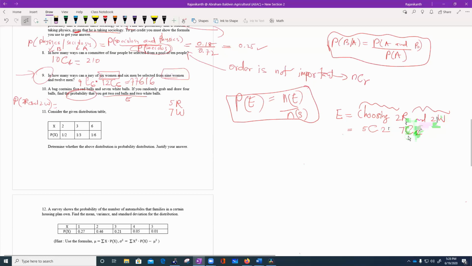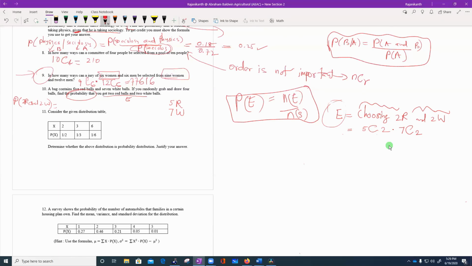When you multiply these 2 together, you will get the total number of ways of choosing 2 reds and 2 whites out of how many balls? In total, 12 balls. That makes sense? Yes, this is not easy, it's complicated. That's what we studied, making groups, NCR and NPR formulas, right? Okay, this is only event E. So event E could be performed in 5C2 times 7C2 ways.